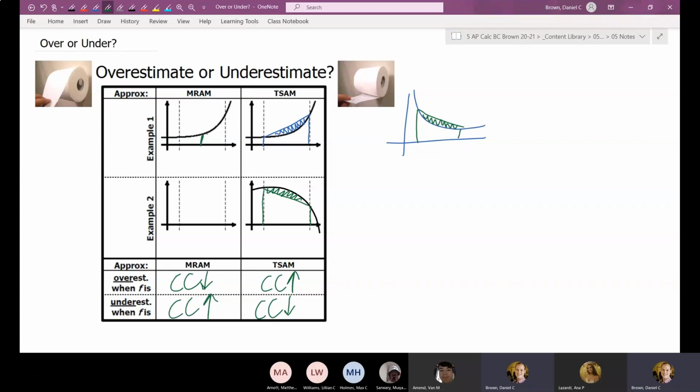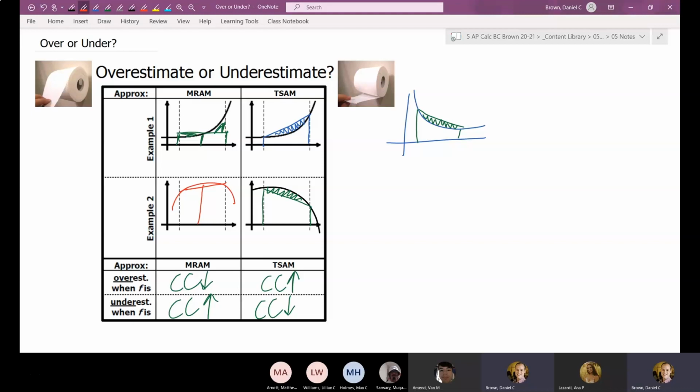I always have kind of trouble seeing it depending on how severe the concavity is. But there's my LRAM. We have some parts over and then some parts under. And then same thing if I have it as a concave down function. I'm going to draw it a little bit more drastic. LRAM would look something like that. Again, the easiest way I think about it, LRAM is going to be just the opposite of TSAM.